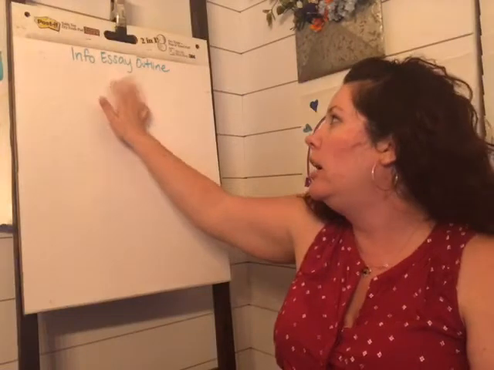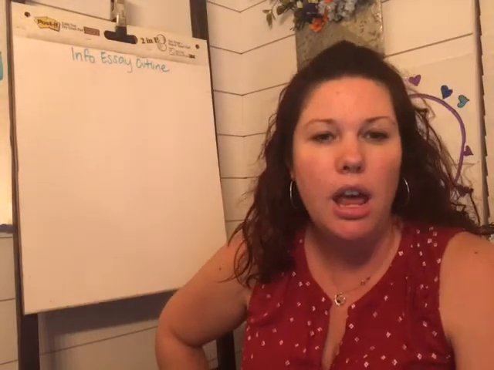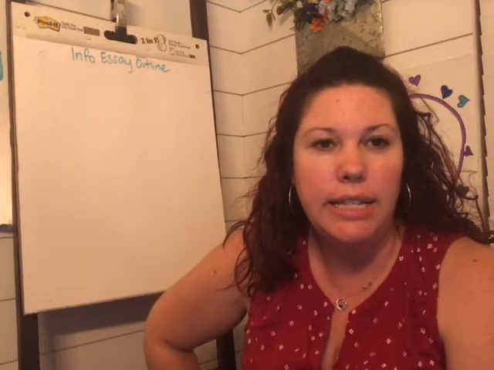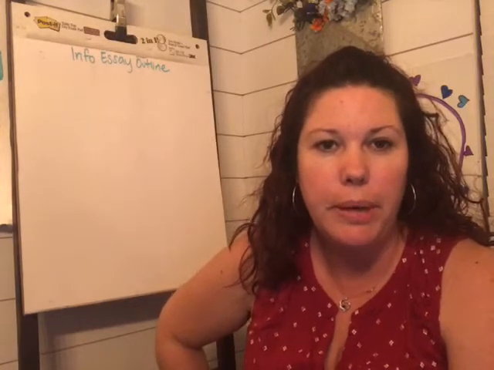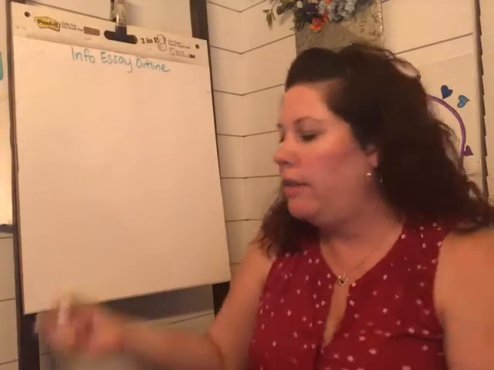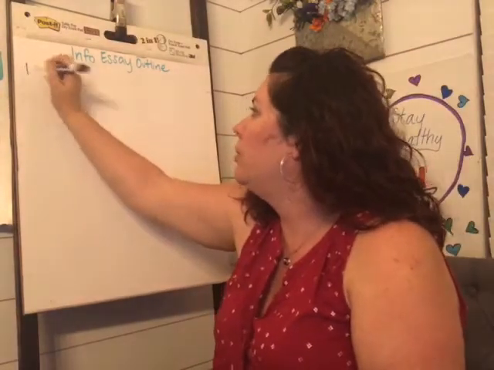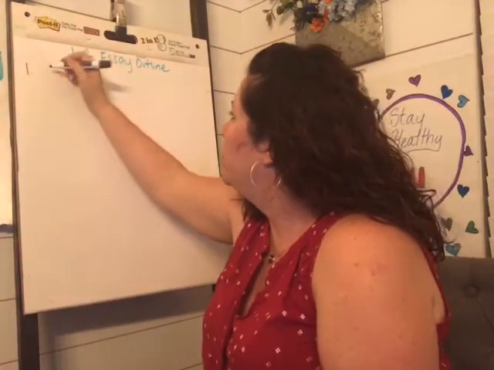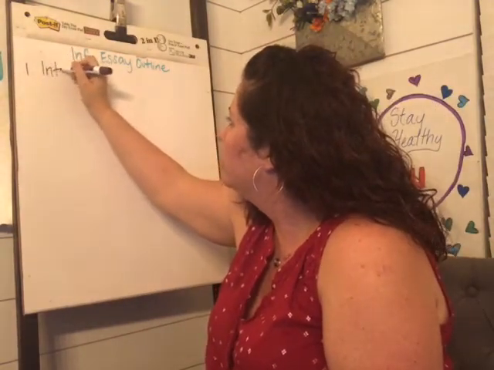So I titled it our info essay outline. Our prompt, again, is we're looking at an object that is important to our everyday life, okay? So we're going to start with our first paragraph, and our first paragraph is going to be our introduction, right? So I'm going to put introduction here.